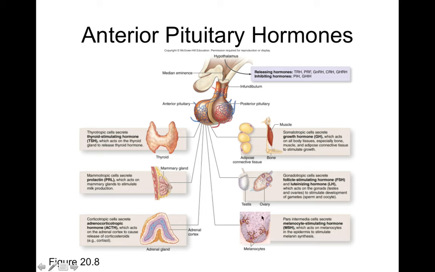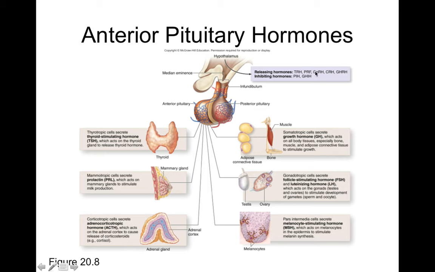Okay? Now, it turns out that follicle-stimulating hormone and luteinizing hormone are both stimulated by GnRH, which is released by the hypothalamus. So the hypothalamus releases gonadotropin-releasing hormone. When you think gonads, think reproductive system.